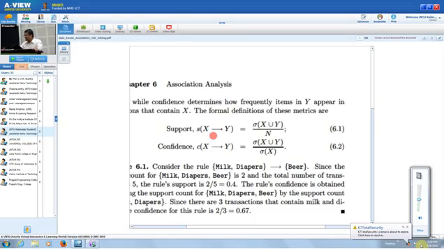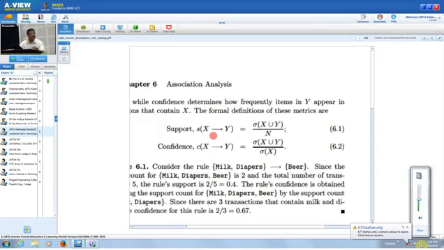Do you agree with me? That is the reason why support is one measure based on which you make a statement: how many of the transactions in the total database consist of both X and Y. Based on that support only, you can make some statement, right?